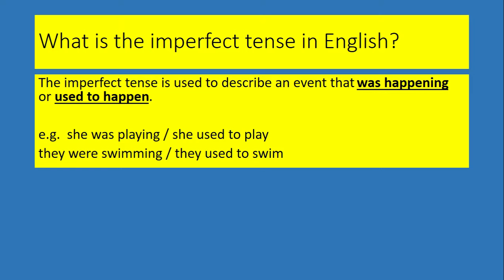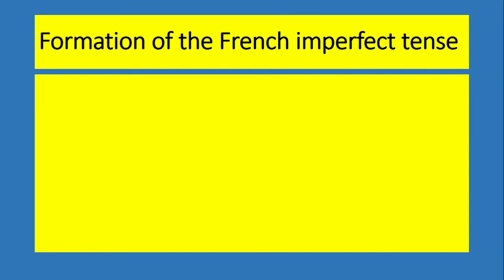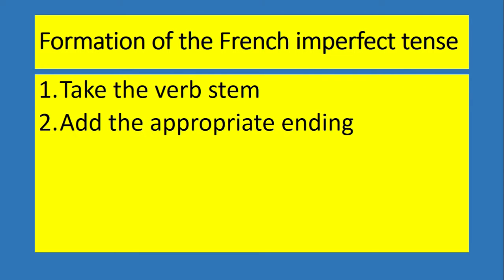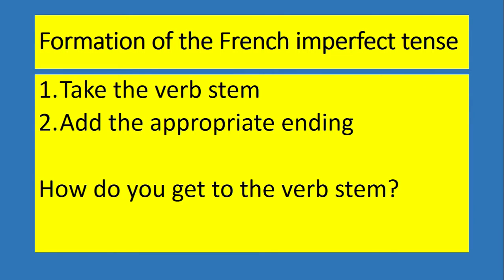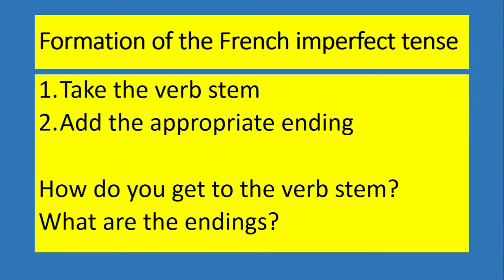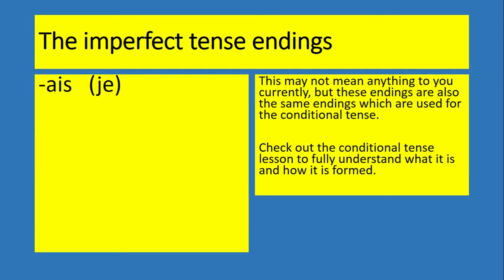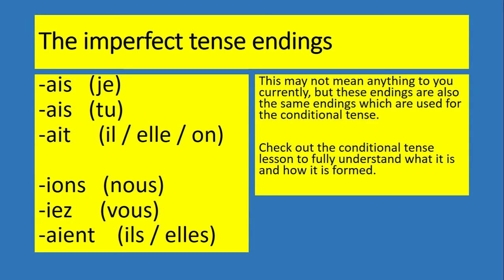That's the imperfect tense. To form the imperfect tense, you need the verb stem, add the appropriate ending. Easy. But the complication is, how do you get to the verb stem and what are the endings? Well, first of all, let's look at the endings. The endings are very, very easy if you already understand the conditional tense. The conditional tense is the would tense. They're exactly the same, these endings.